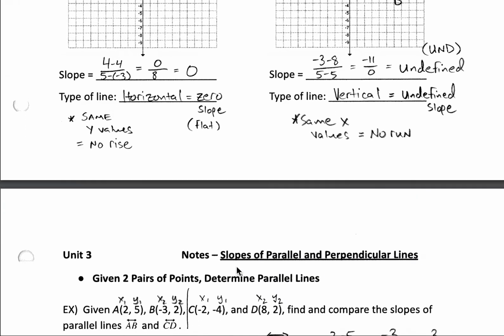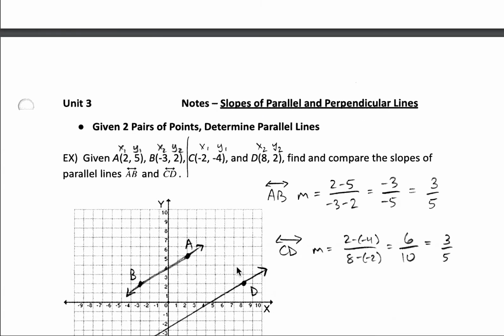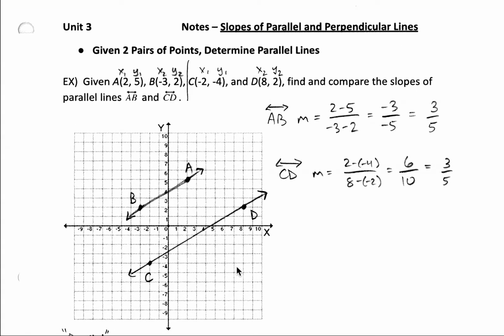All right, now that we know how to find slope between 2 points, let's take it a step further and establish what slopes of parallel lines look like. In this example, we're given 2 pairs of points. So points A and B are going to represent line AB, and points C and D are going to represent line CD. If we plot them, we see that they look parallel, but in this unit we're going to try and go a little bit further. Rather than just saying they look like they're parallel, we're going to use their slopes to prove that they're parallel.